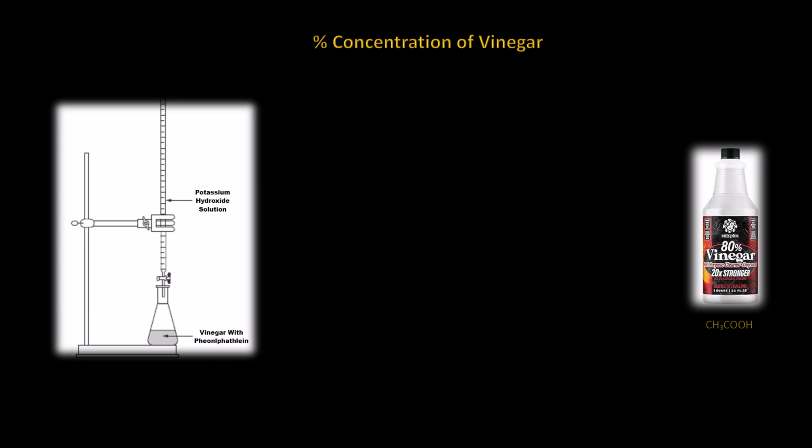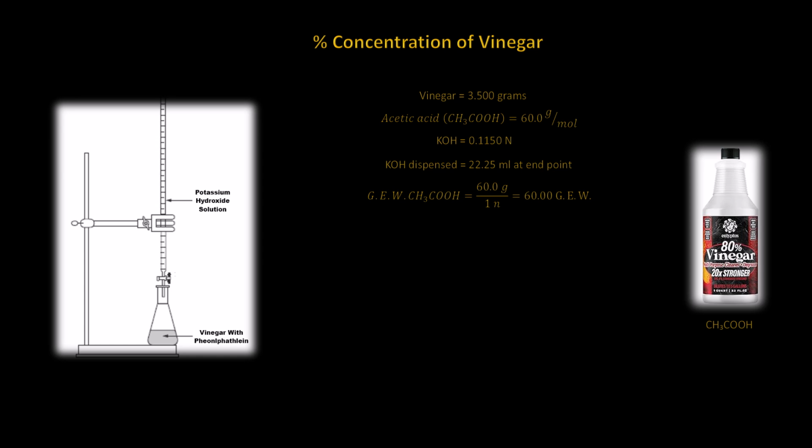In this example, phenolphthalein is used to determine the endpoint. 3.50 grams of sample is placed into a small beaker. The molar mass of the acetic acid is 60.00 grams per mole. The titrant to neutralize the vinegar at equilibrium is 0.1150 normal standard potassium hydroxide. 22.25 milliliters was dispensed at the endpoint. The gram equivalent weight of the acetic acid is 60.00 grams, as there is only one hydrogen atom that can be donated during the chemical reaction.